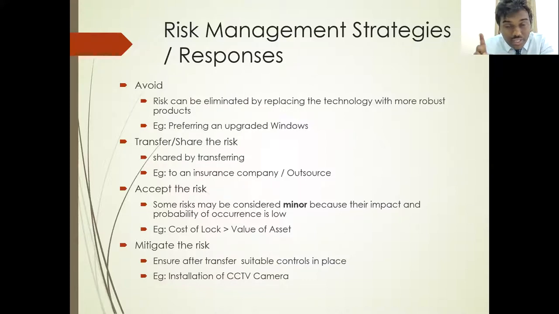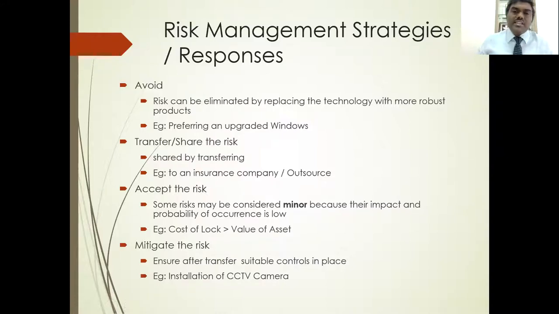And remember very, very carefully, a risk which you accept without any controls is called acceptable risk. The risk which is left over after you keep the controls is called residual risk. Residual risk and acceptable risk are very, very popular examination questions. Okay, so that is very, very critical.